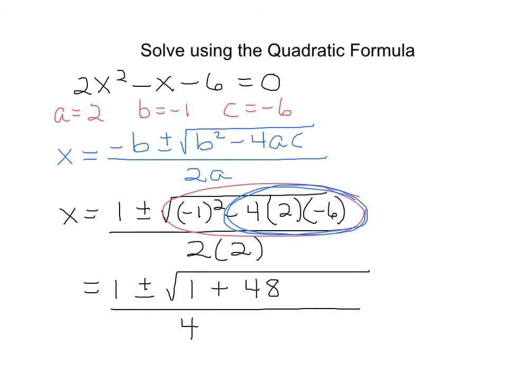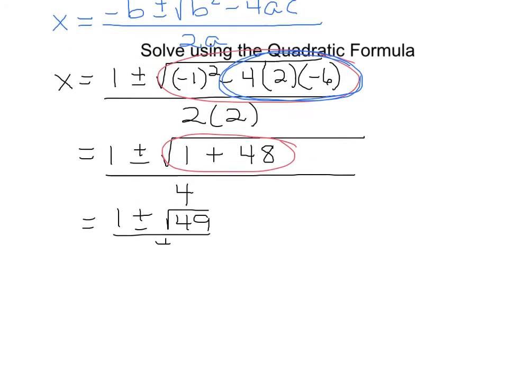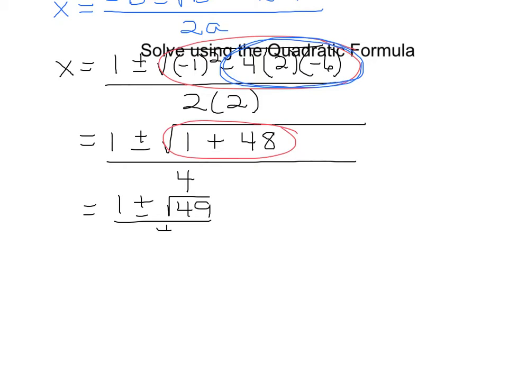Okay, now we're going to continue working under the radical. So for the next go through, we've got 1 plus or minus square root, and 1 plus 48 is 49, all over 4. Now in this case, 49 is a perfect square. 49 under the square root is going to come out as a 7. So now what we have is 1 plus or minus 7 over 4.